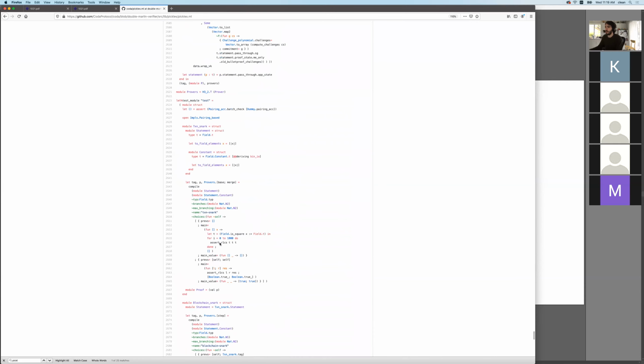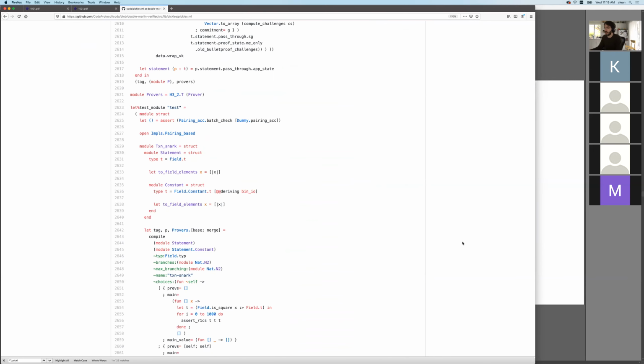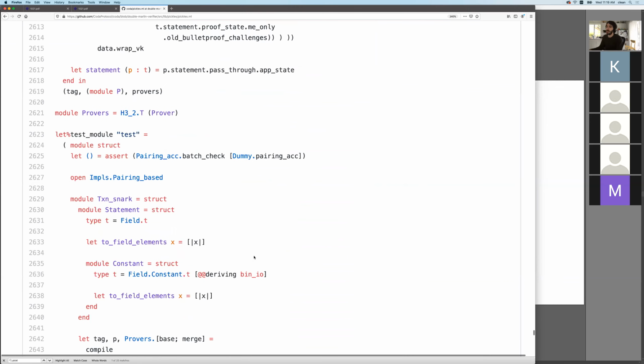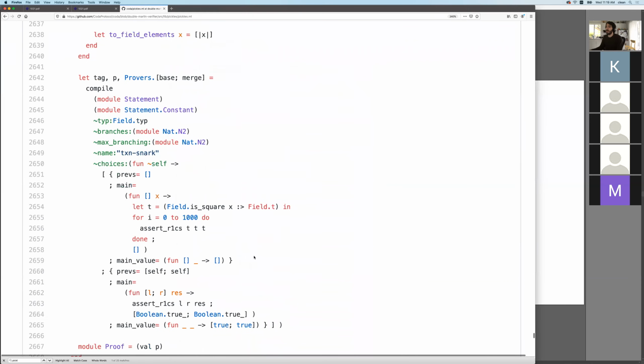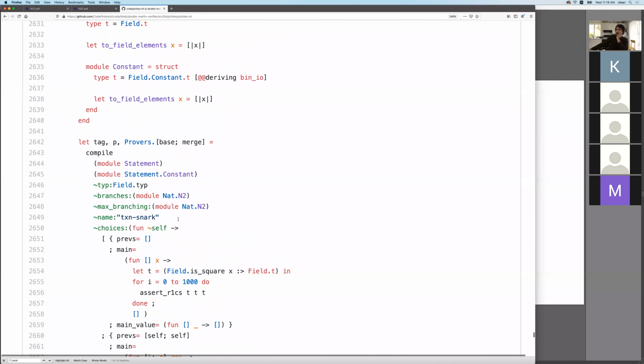So here's, can you increase the font size? Yes, I can. So here is a kind of silly example. Let's see, what even is this? Let's read the code.